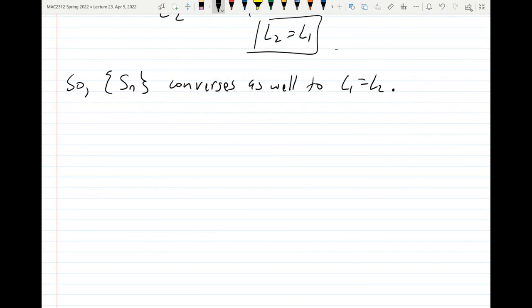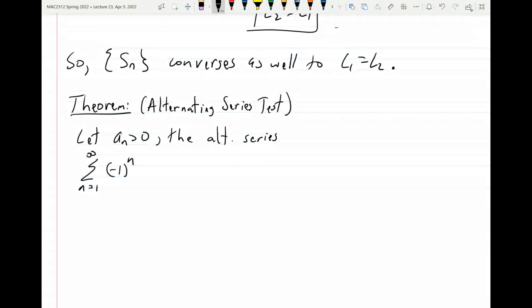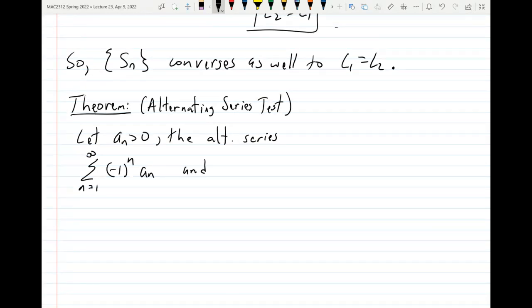So we have a theorem, and the proof is what we just did above. This is called the alternating series test, so this should go in your list of statements or theorems. Alternating series test, and it says: let a_n be a positive sequence, then the alternating series sum from 1 to infinity of (-1)^n a_n, and sum from 1 to infinity.